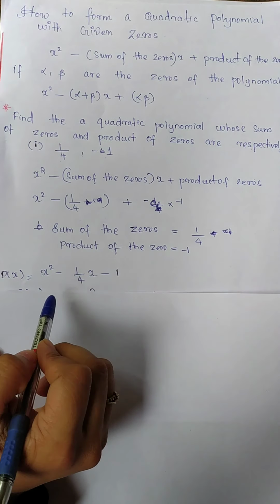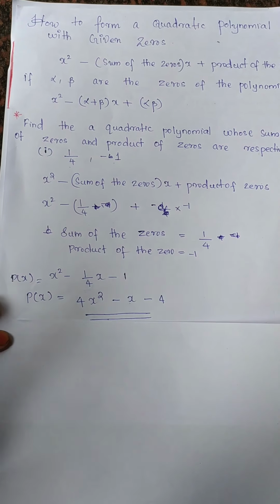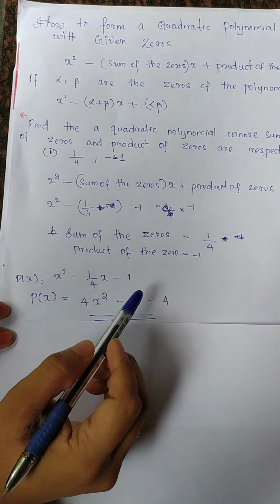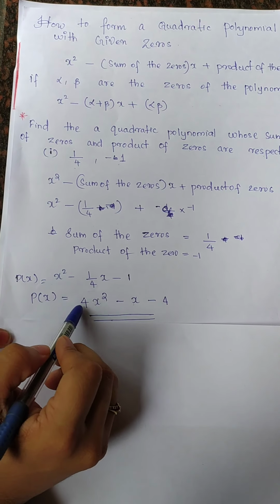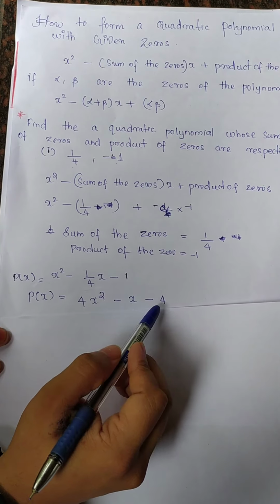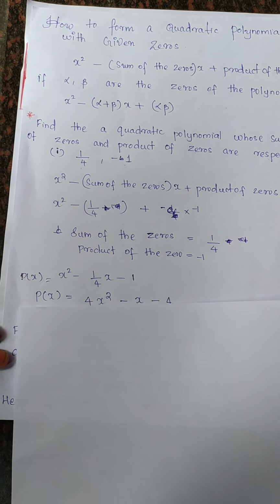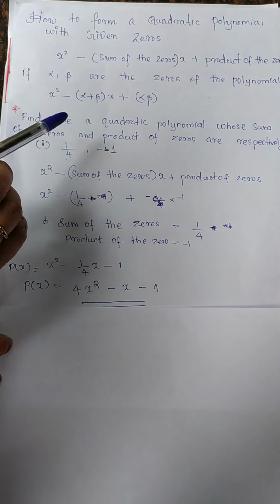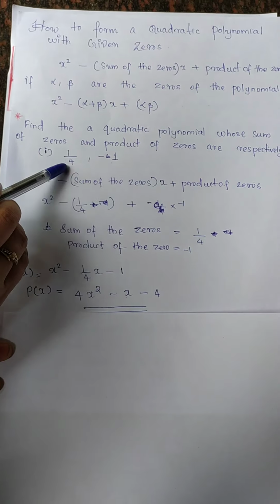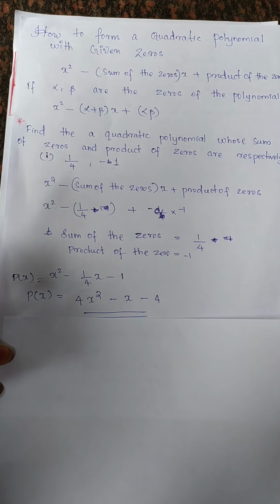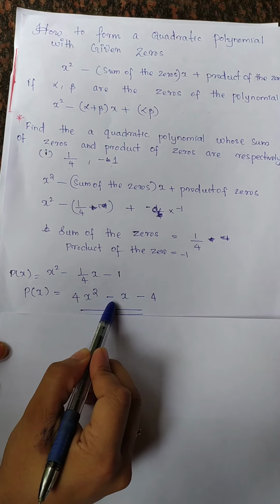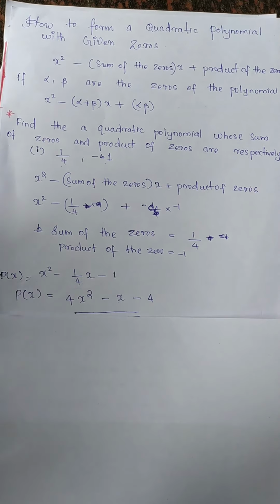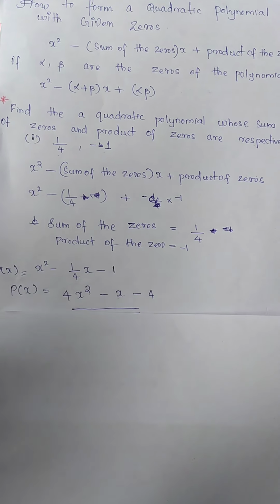Here, just look at the second term, it is 1 by 4. To clear the fraction, let's multiply this quadratic polynomial by 4. Then what will you get? 4x square minus x minus 4. So the required polynomial with sum of the zeros 1 by 4 and product of the zeros minus 1 is 4x square minus x minus 4. Now just look at this question and answer and verify it, and if you have any doubt you can ask.